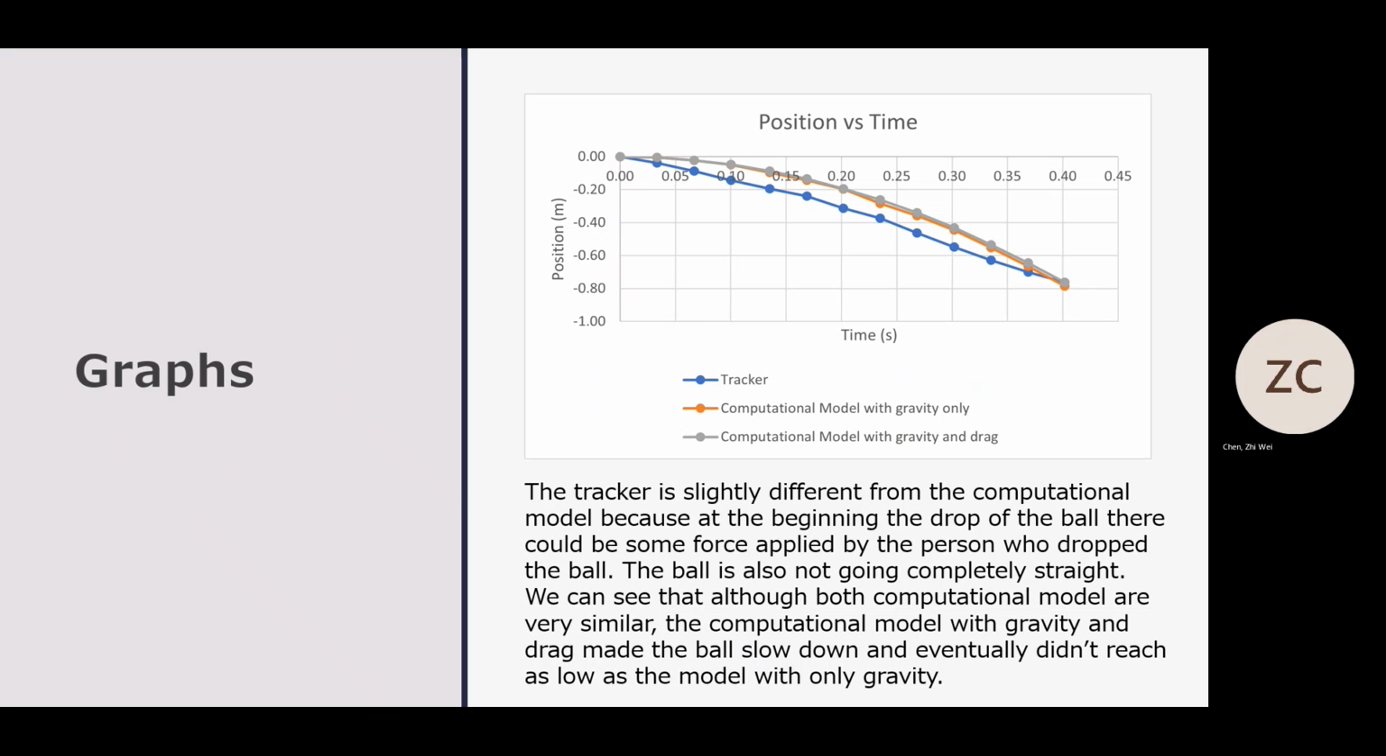So the computational model with gravity and drag closer matches the tracker, which is the real life, versus the computational model with gravity only. We can see that although both models are very similar, the one with gravity and drag made the ball slow down more and eventually reach as low as the model with only gravity.